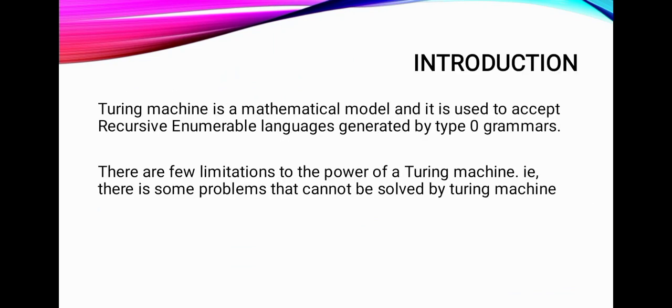Turing machine is a mathematical model and it is used to accept recursively enumerable languages generated by type 0 grammars. There are few limitations to the power of a Turing machine. That is, there are some problems that cannot be solved by Turing machine. That is what we are going to talk about.